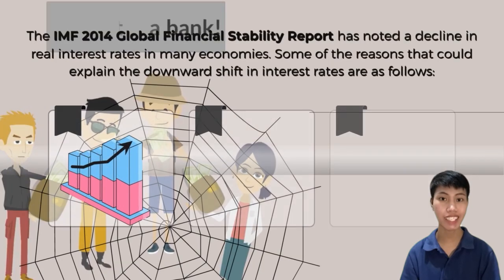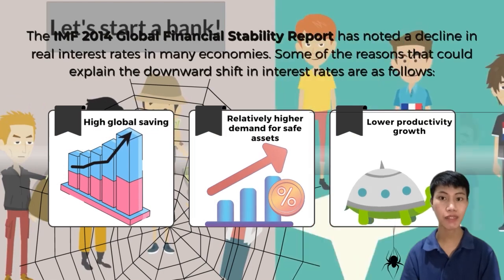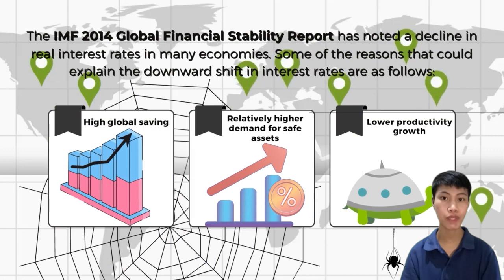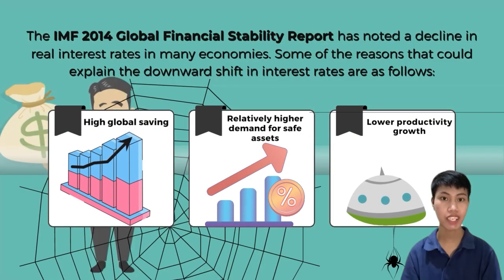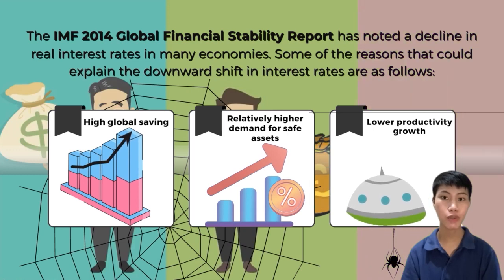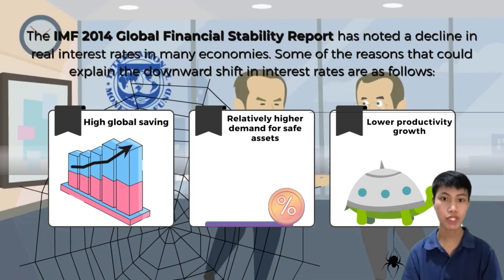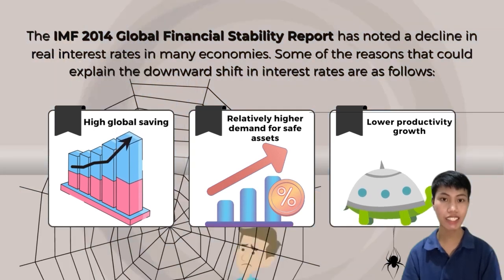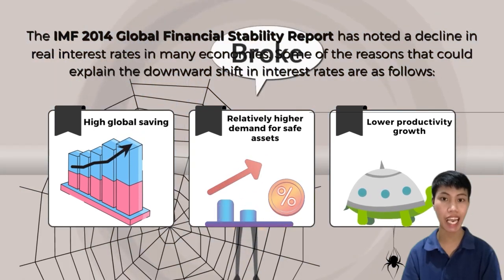First, we have the high global saving. Income inequality is expanding, and a greater proportion of assets are owned by a small group of wealthy individuals. People with higher salaries tend to save more than those with lower incomes, which may have contributed to the drop in interest rates.